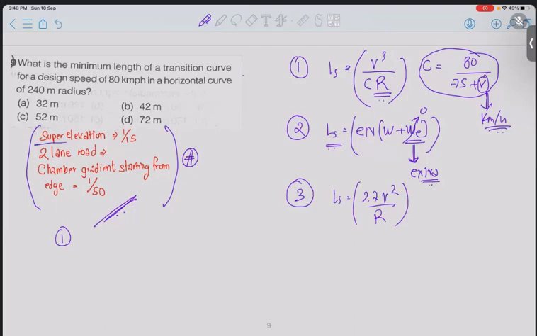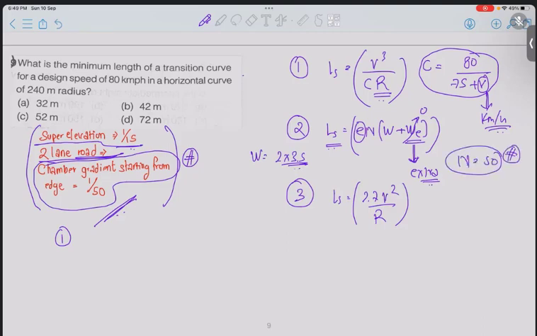I have given that the super elevation we want to introduce is 1 by 15. So that is the value of E. It is a 2-lane road, so to get the width W, you do 2 into 3.5. And the camber gradient is 1 by 50, so your N is 50. Also, when I am writing this, there is an inherent assumption that I am introducing this embankment on my road from the inner edge.